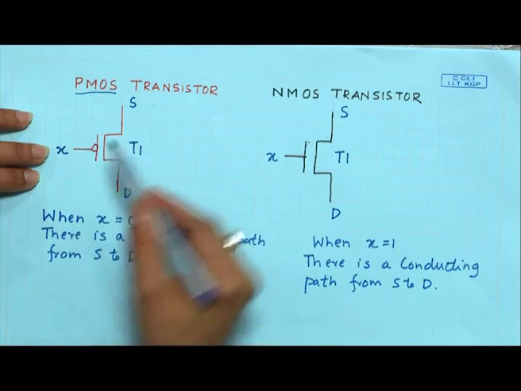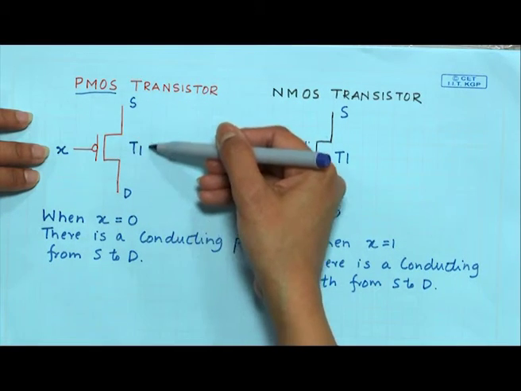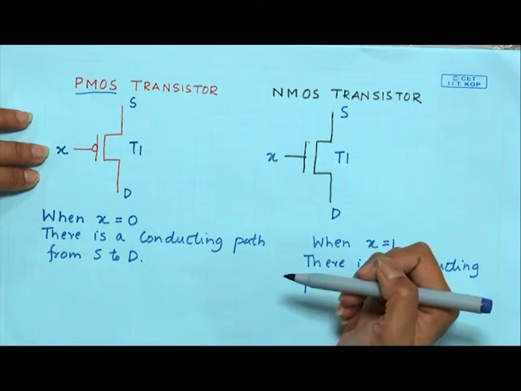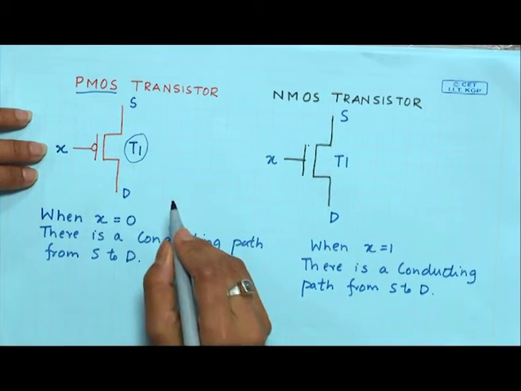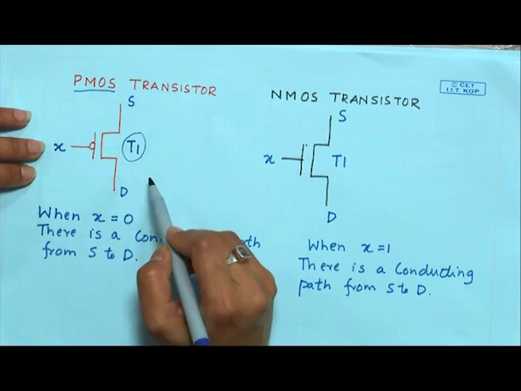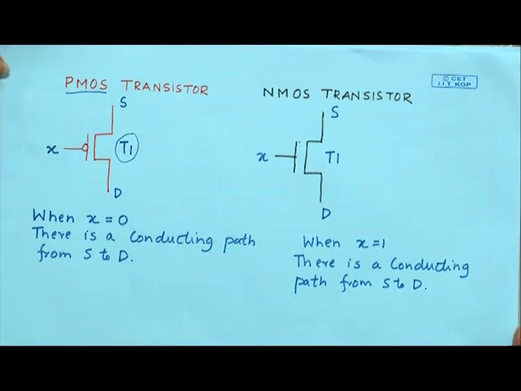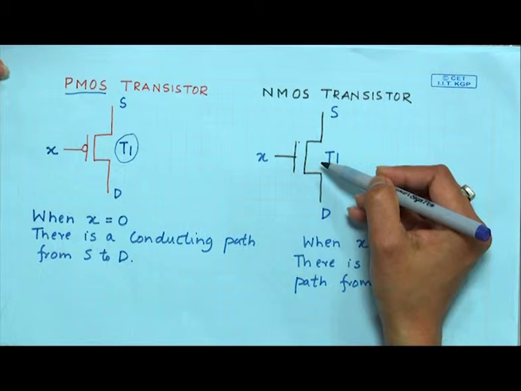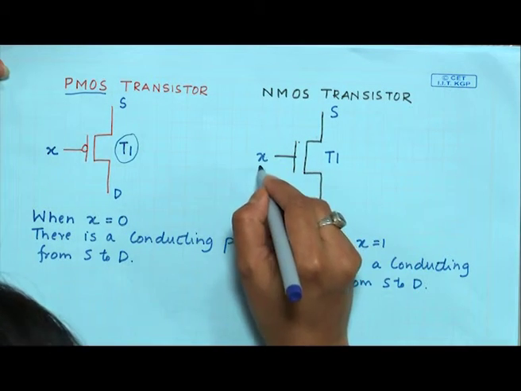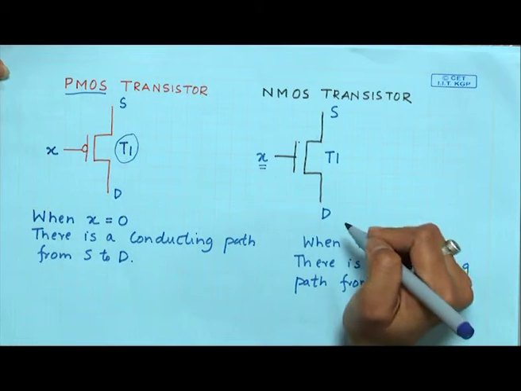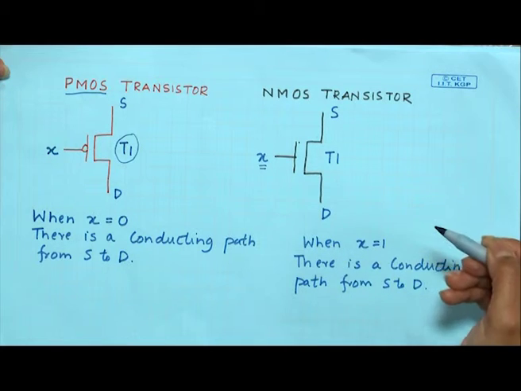If X is 0, then there is a conducting path from S to D, and this will make T1 on. This transistor T1 will be on. This is the feature of the PMOS transistor. Now, see the NMOS transistor. In the NMOS transistor, in the same way, if this value is 1, then only there is a conducting path from S to D.